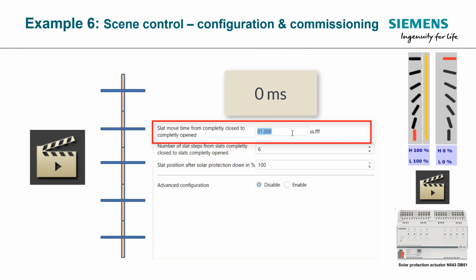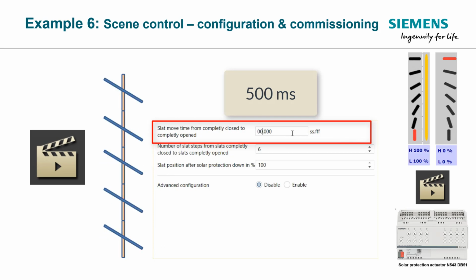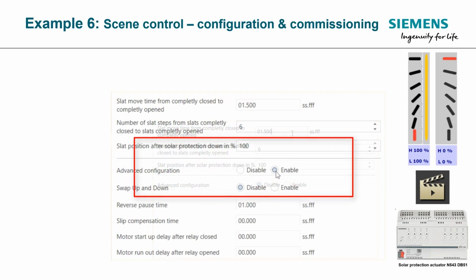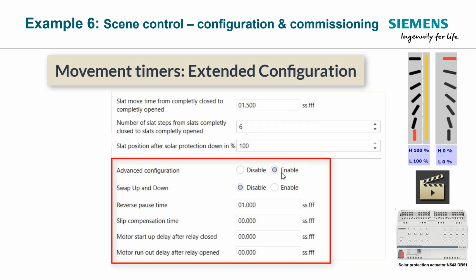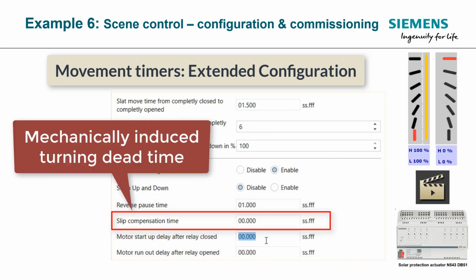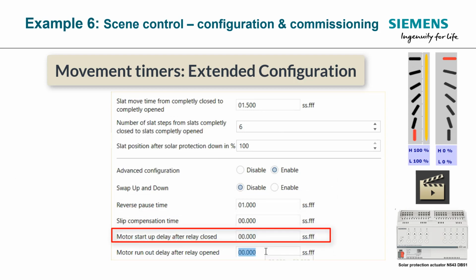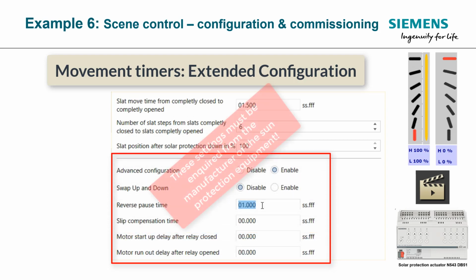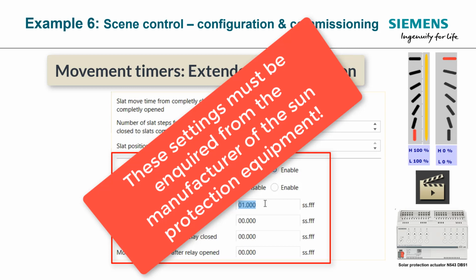In order to precisely position the slats in scenes, it is necessary to determine their adjustment times as accurately as possible and to enter them in the parameter fields provided for this purpose. Even better positioning accuracy is achieved by displaying and editing the extended configuration of the travel timer. Here are 3 self-explanatory parameters: the mechanically induced turning dead time, the startup delay during closing, and the stopping time of the motor after opening the relay. Information on this must be obtained from the motor manufacturer or the manufacturer of the whole solar protection system.